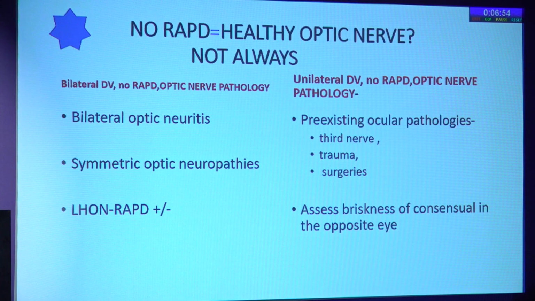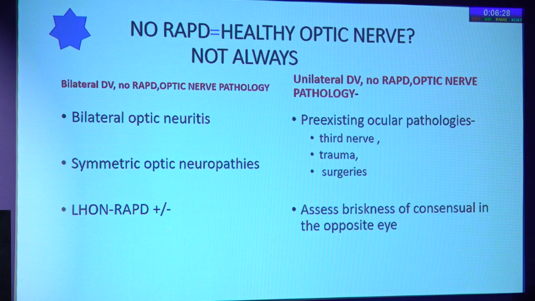So now we come to certain clinical questions regarding RAPD and its significance. So in patients with defective vision, there is no RAPD. Does that equate with a healthy optic nerve? Not always. If it is bilateral defective vision, if you're dealing with a bilateral optic neuritis or any of the symmetric optic neuropathies, especially a Leber's, then RAPD may not be detectable in those cases.